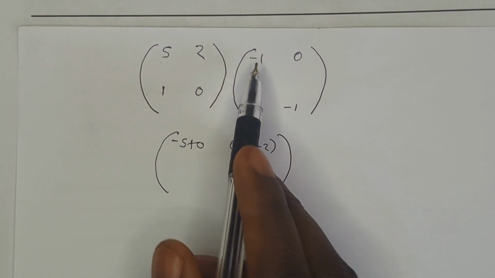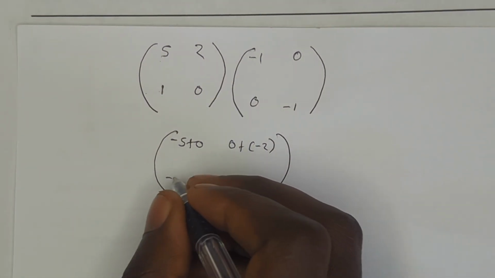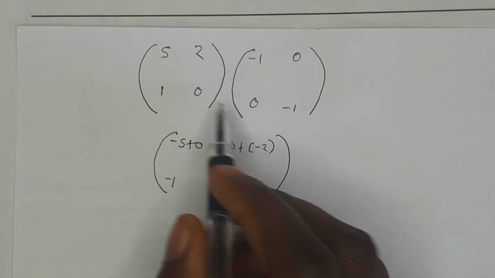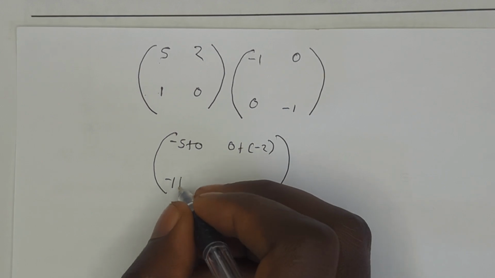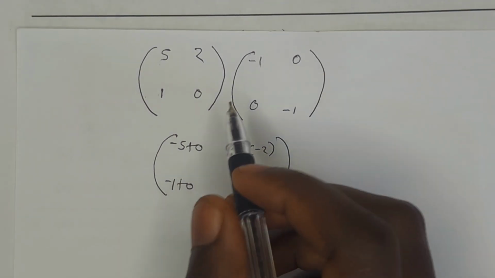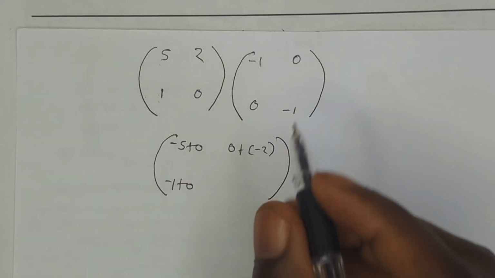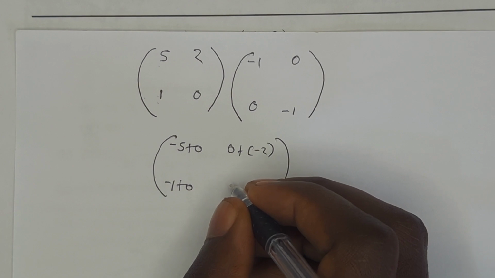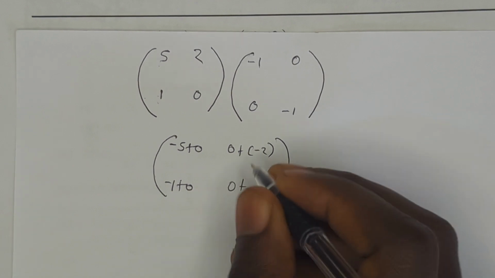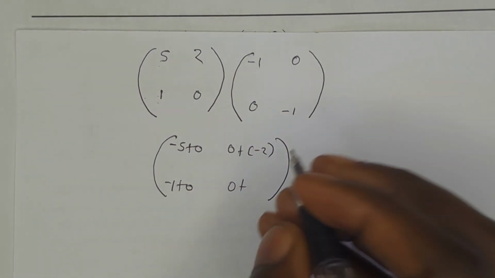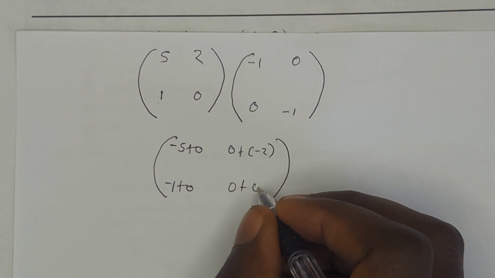1 multiplied by negative 1, this is negative 1. 0 multiplied by 0, this is a 0. 1 multiplied by 0, this is a 0, plus 0 multiplied by negative 1, this is also a 0.